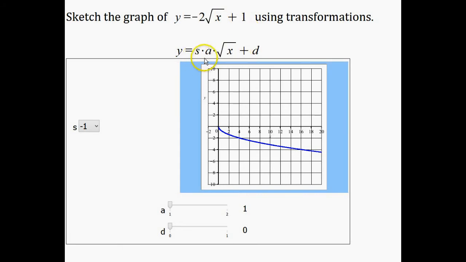So the way I've indicated that here is by S for sign, positive or negative, and then A is the parameter playing the role of 2, D is the parameter playing the role of 1. So we're starting out with our basic graph of the square root of x. We're going to first vary a from 0 to 2. Again, that's going to vertically stretch the graph by a factor of 2. Then changing S from +1 to -1, that's going to reflect the graph over the x-axis. And lastly, we're going to add 1 by varying D from 0 to 1. That's just going to shift the graph up by 1 unit. And that's the final product.